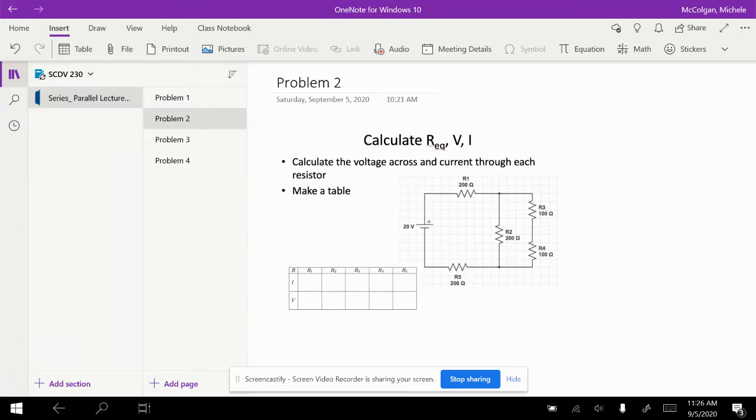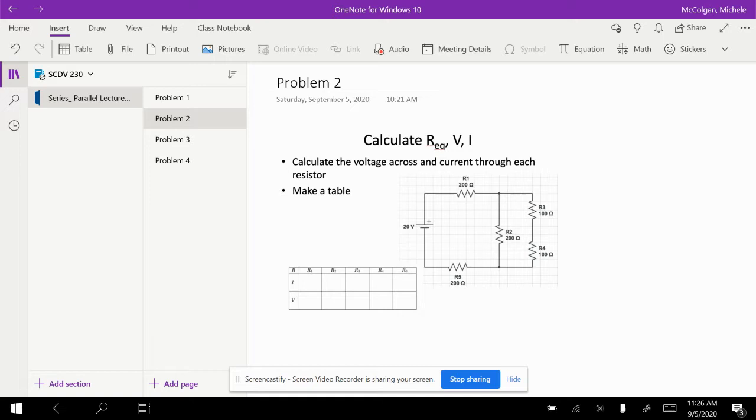Okay, in this problem, we're going to look at this circuit. We're going to find the equivalent resistance. First, we're going to redraw it, and then we're going to find the voltage across and the current through each of the resistors. So I suggest you actually try to go through this problem yourself first, and then come back and look at the video.